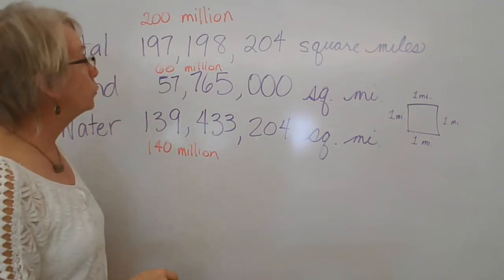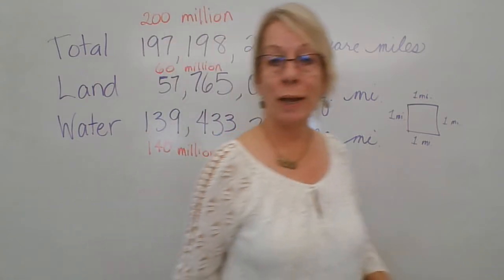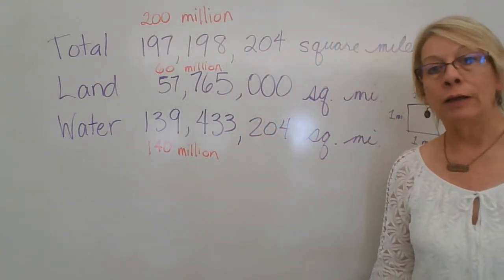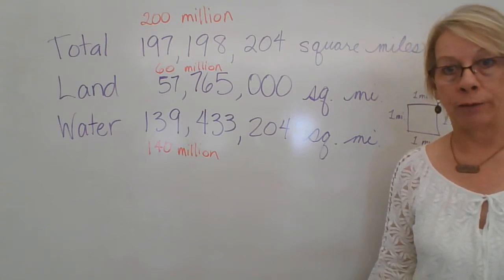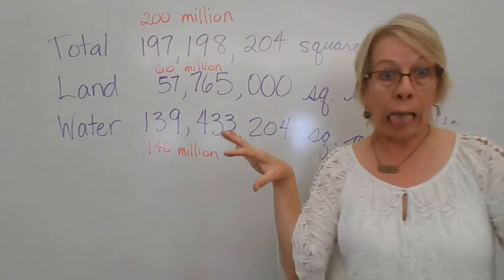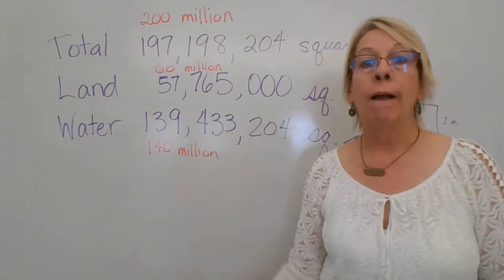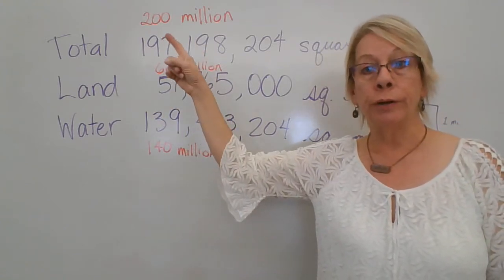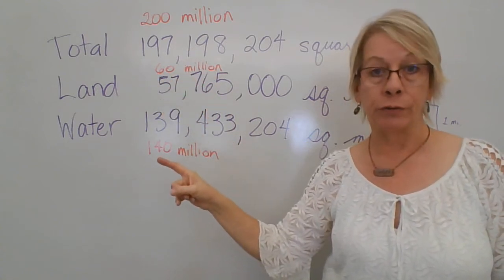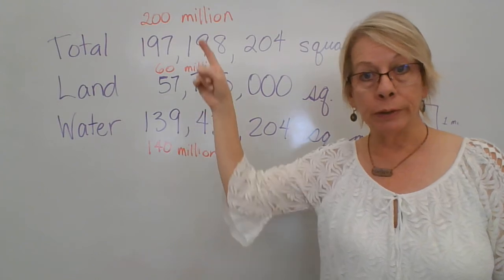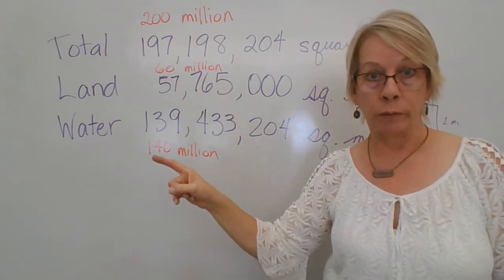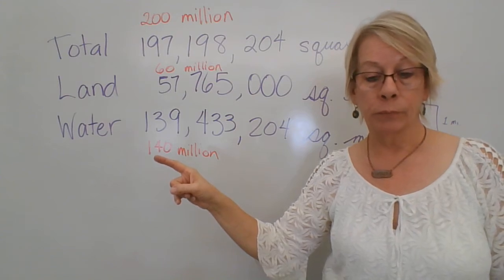So if you'd like to write those red numbers in with a red or a colored pen of some sort, that might be interesting. It's a little easier to compare them now, isn't it, than these big long numbers? Your brain just kind of goes, blah, because those numbers are so big. But the total is 200. The land is 60, the water is 140. That's easier to see. 200 million, 60 million, 140 million. Much easier to think about.